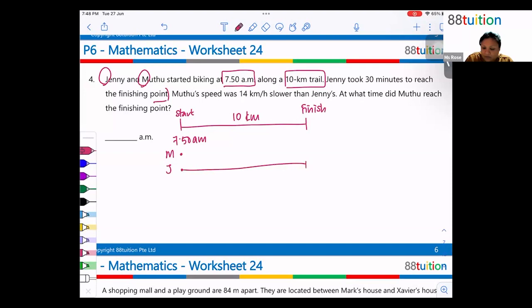So Jenny took half an hour. Then Muthu's speed was slower than Jenny. So Muthu was slower than Jenny. Now, what is the speed? Do we know what is the speed of Jenny?